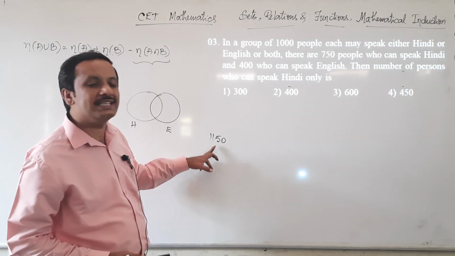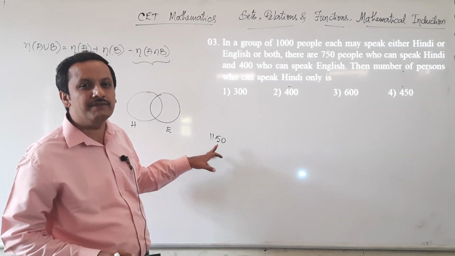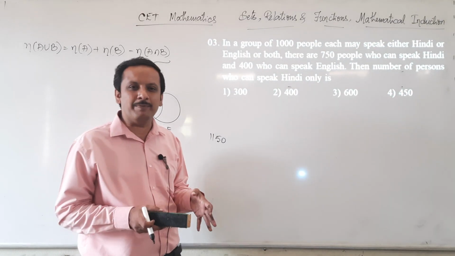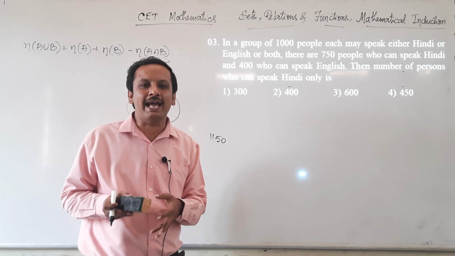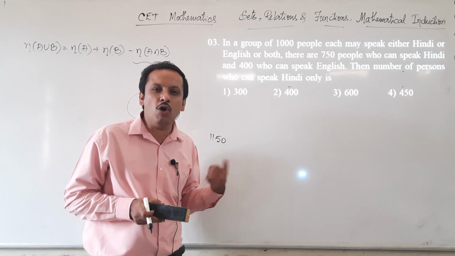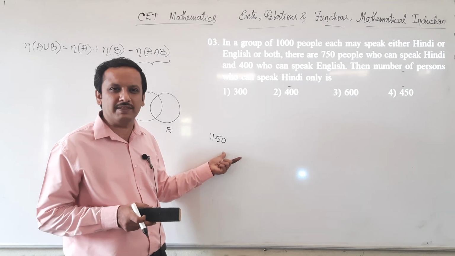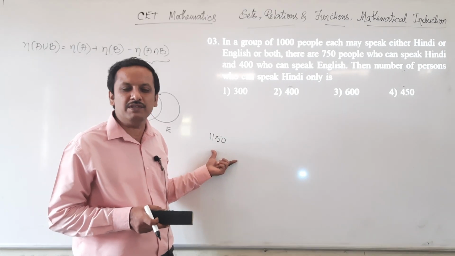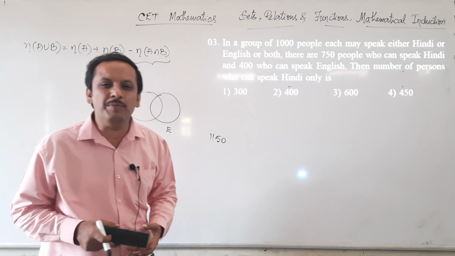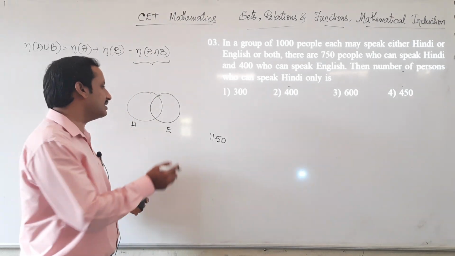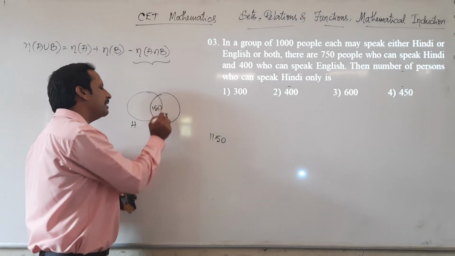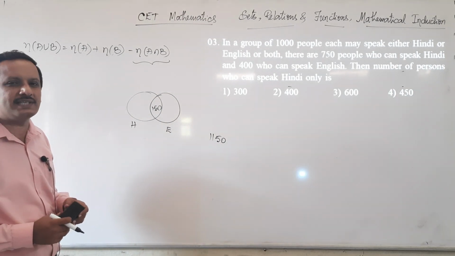But if I add as it is, I am going to get 1150, which suggests that there are a few people who are speaking Hindi as well as English. So how many of those? Total is 1150 minus 1000. That will give you 150, which means there are 150 who belong to their intersection. That means there are 150 people who speak both Hindi as well as English.